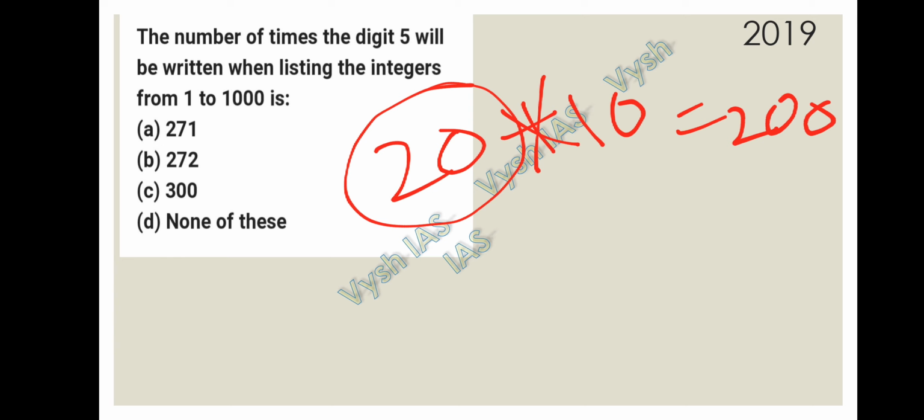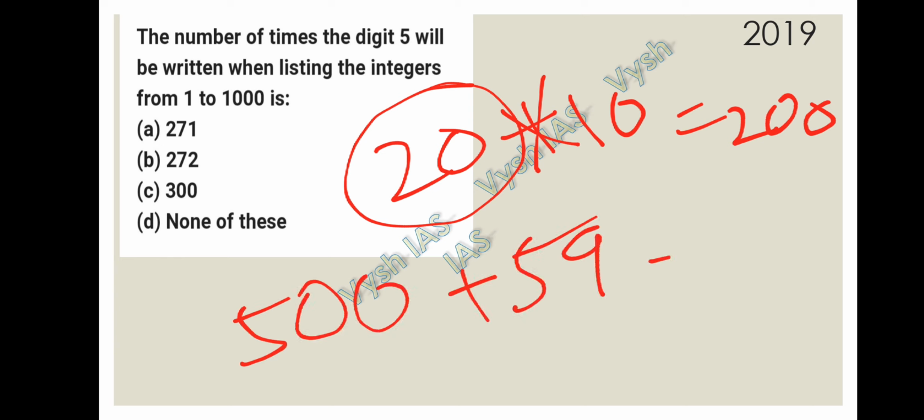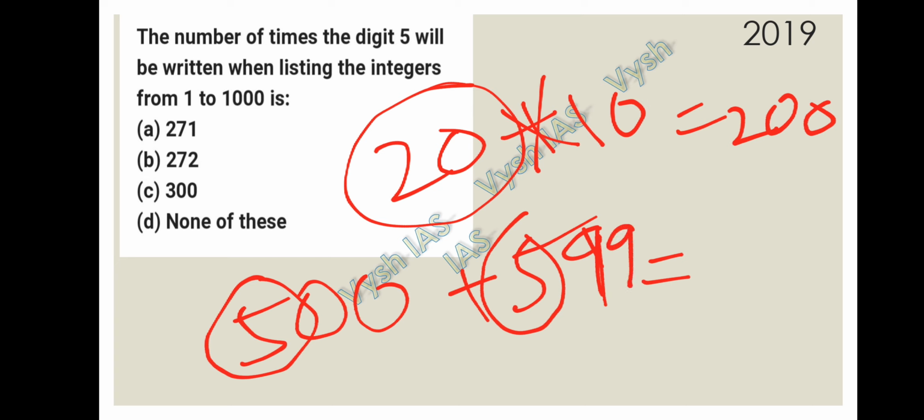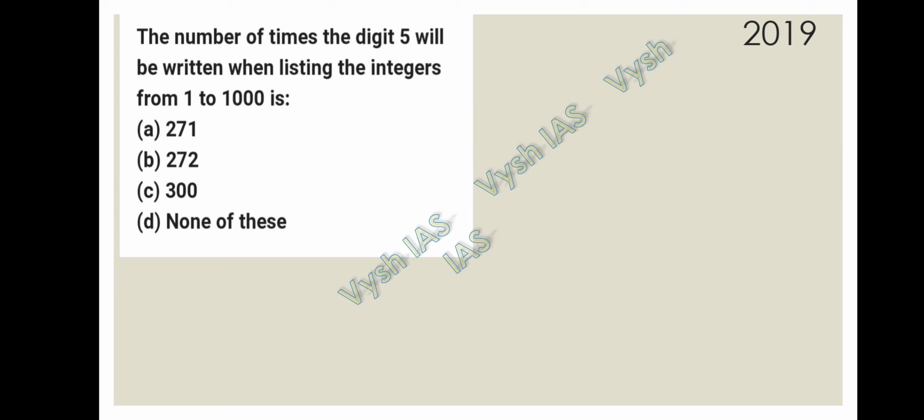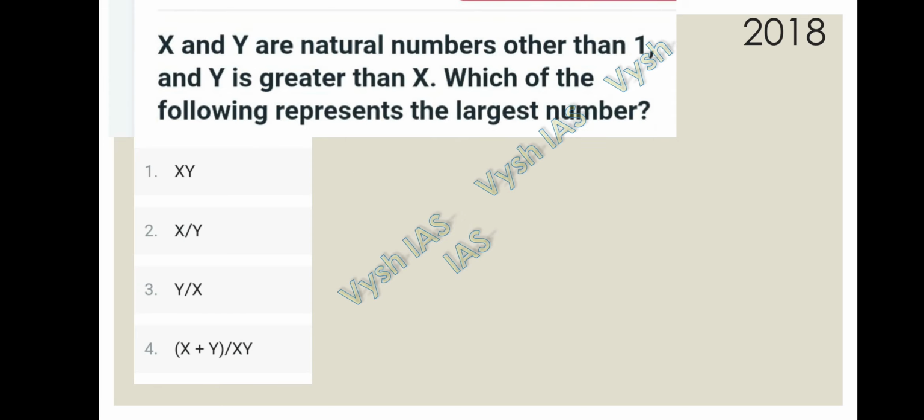But from 500 to 599, it appears 100 times extra in the hundreds place. So the total is 200 plus 100, that is 300 times it appears while writing the integers from 1 to 1000. So 300 is the answer for this question.